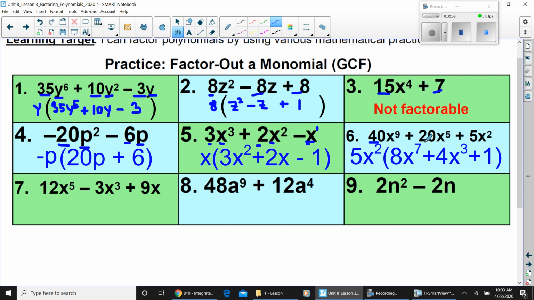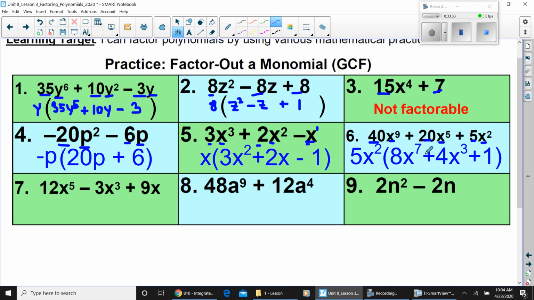So, number 6, we're talking about the coefficients. 5 goes into 5, 20, and 40. It's the greatest common factor. Then looking at the variable with the exponents, the smallest is x squared. That's the greatest common factor here. So 5x squared times what equals 40x to the ninth? 5 times 8 is 40. X squared times what equals x to the ninth? X squared times x to the seventh equals x to the ninth.